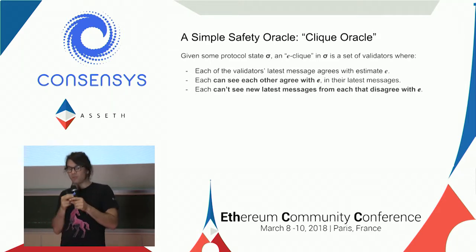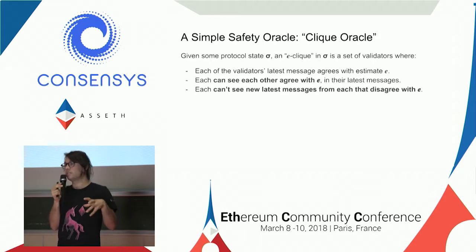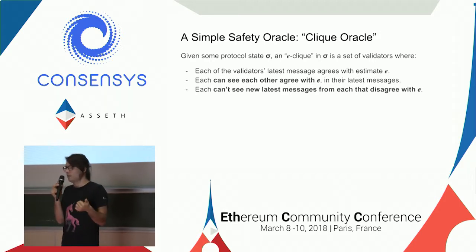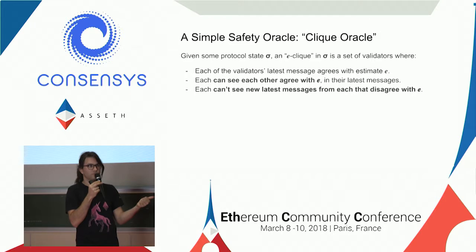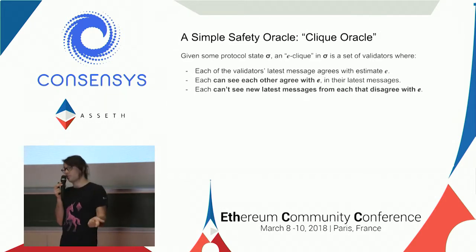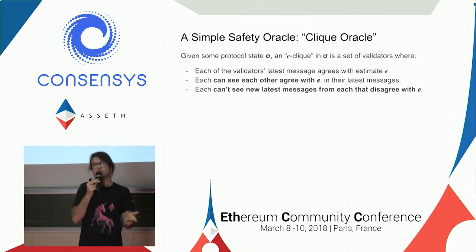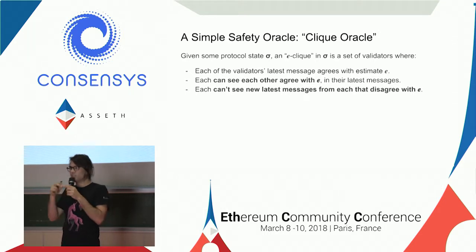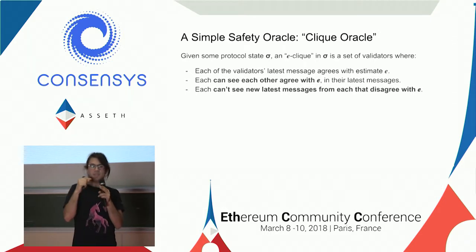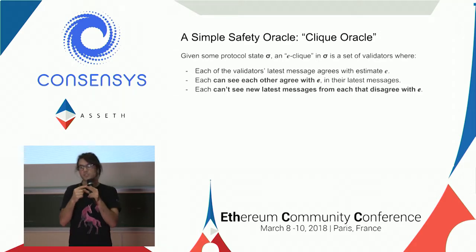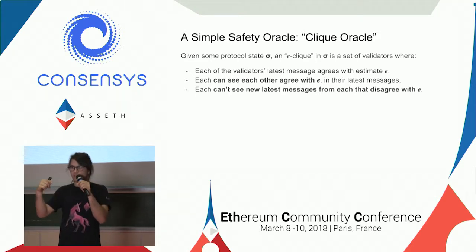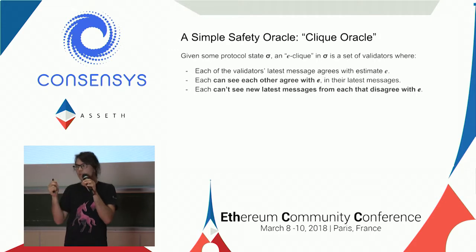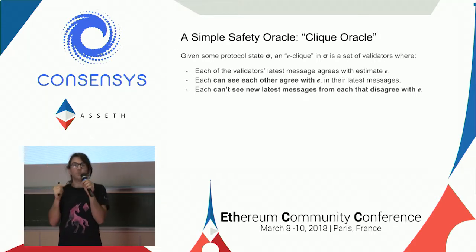It basically goes like this. We have a clique of validators that have the following property in some set of messages. Each of them has a latest message that agrees with the estimate in question, the one we're testing the safety of. Each of them sees each other agree with that message, and they can't see a new latest message from each other that doesn't agree. So if I have a set of messages, and Alice sees Bob agree, but in my set of messages there's a new later message from Bob which disagrees, then that would rule out Alice and Bob from being related in this cliquey way that we're talking about.